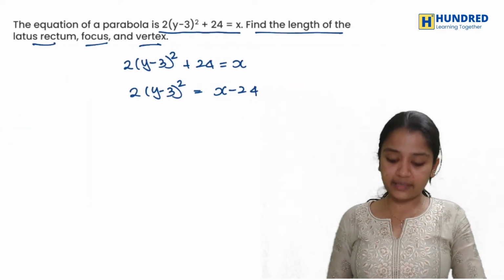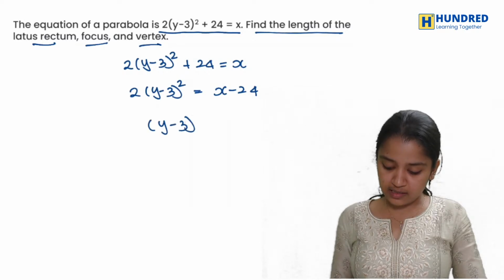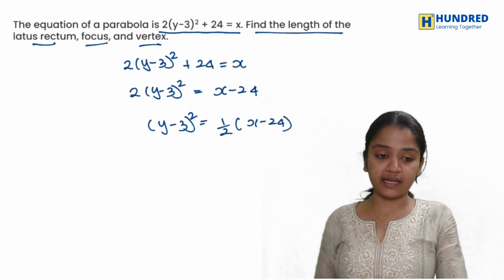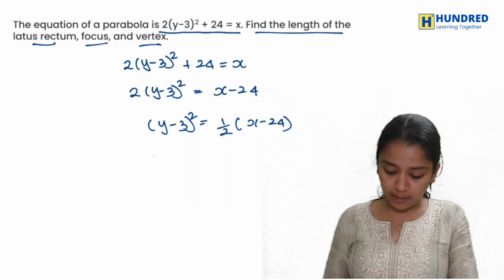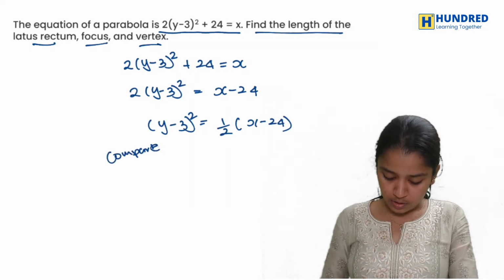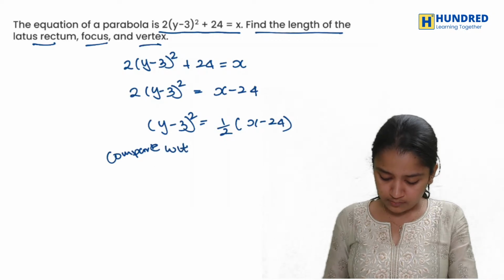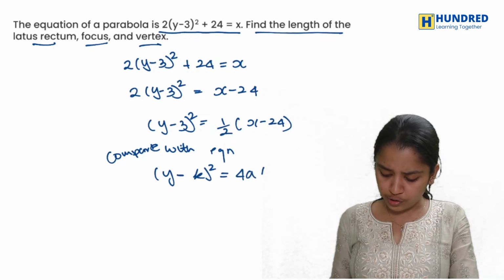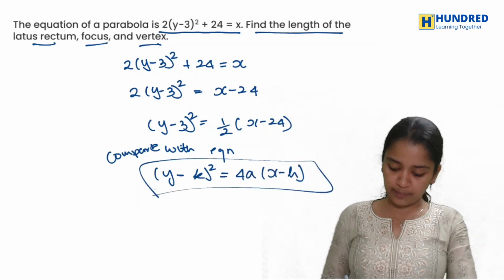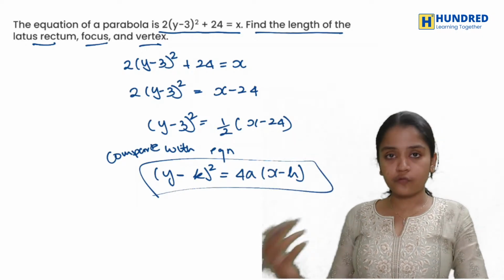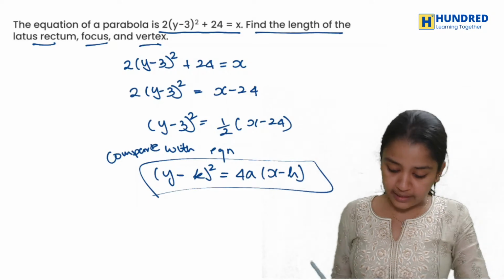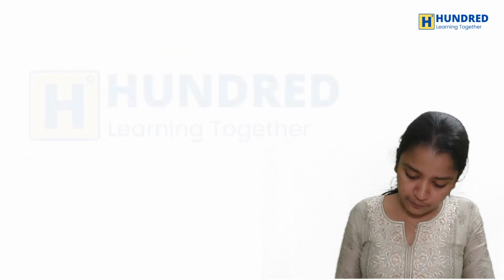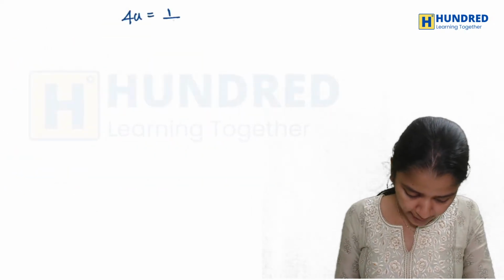So here what can I say? I can say y minus 3 the whole square is equal to 1 by 2 into x minus 24. Like this I am writing. Now what am I going to do? I am comparing with the general equation: y minus k the whole square is equal to 4a into x minus h. This is y square is equal to 4ax, which is opened rightwards only, with vertex h comma k. So here my 4a is equal to 1 by 2.